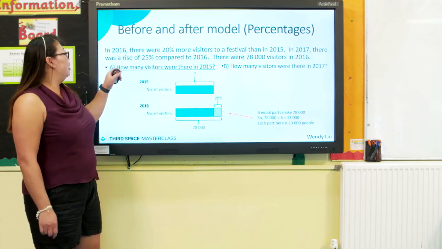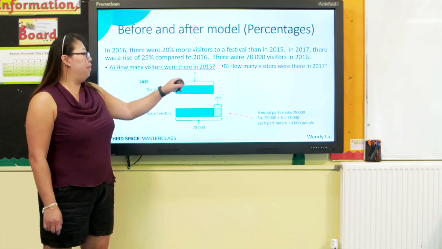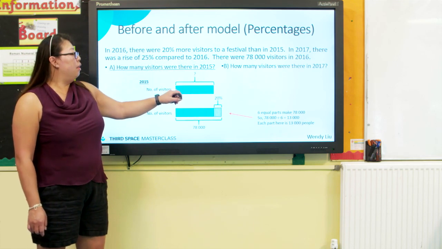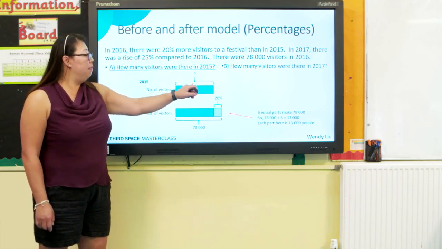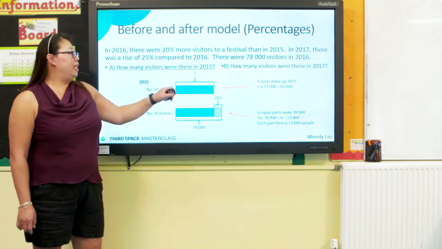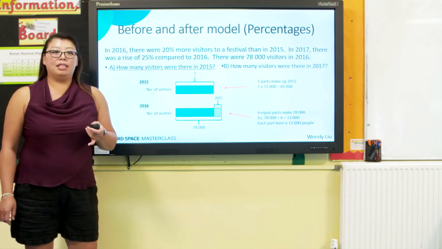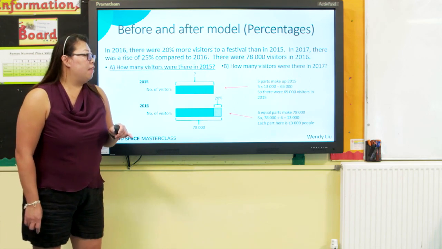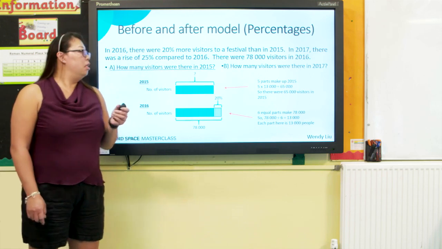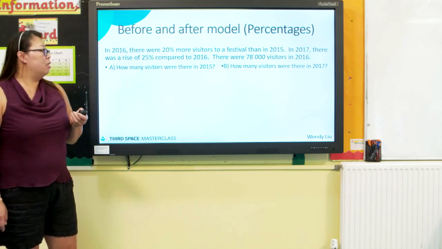Coming back to the question, how many visitors were there in 2015? So here's 2015. This is what we need to find. We now know that each part is worth 13,000 people. There are 5 parts, so 5 times 13,000 is equal to 65,000. So there were 65,000 visitors in 2015. So let's move on to the next part.